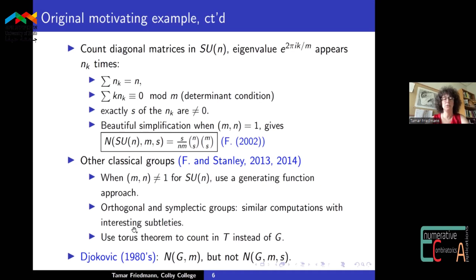In all cases, we use the torus theorem to count things in the torus instead of G. The analog here of the torus is just the diagonal matrices of U(N), and there's a torus for the other Lie groups. As we were doing this, we learned that Djokovic in the 1980s looked at one of these two numbers, N(G,M), but not N(G,M,S). He had no motivation for that. The motivation for looking at S came from the physics.